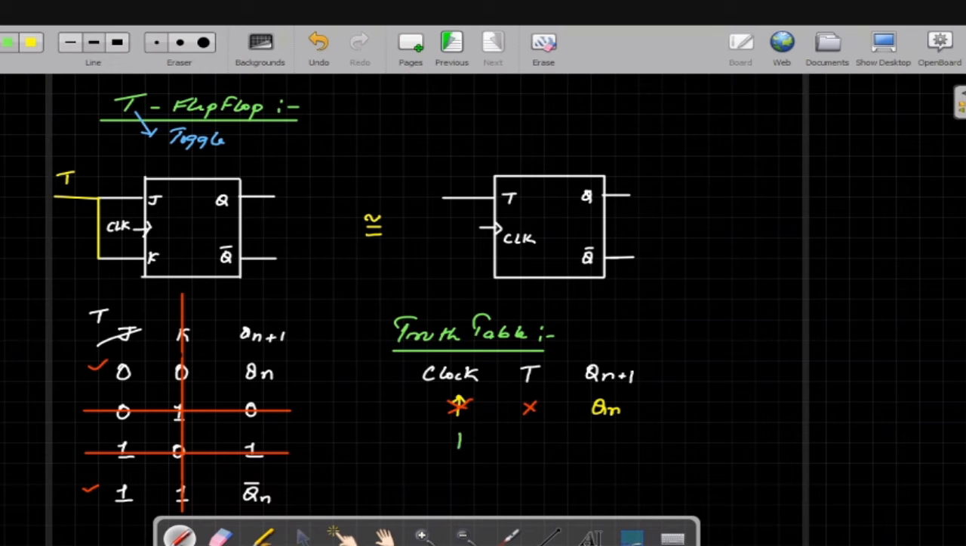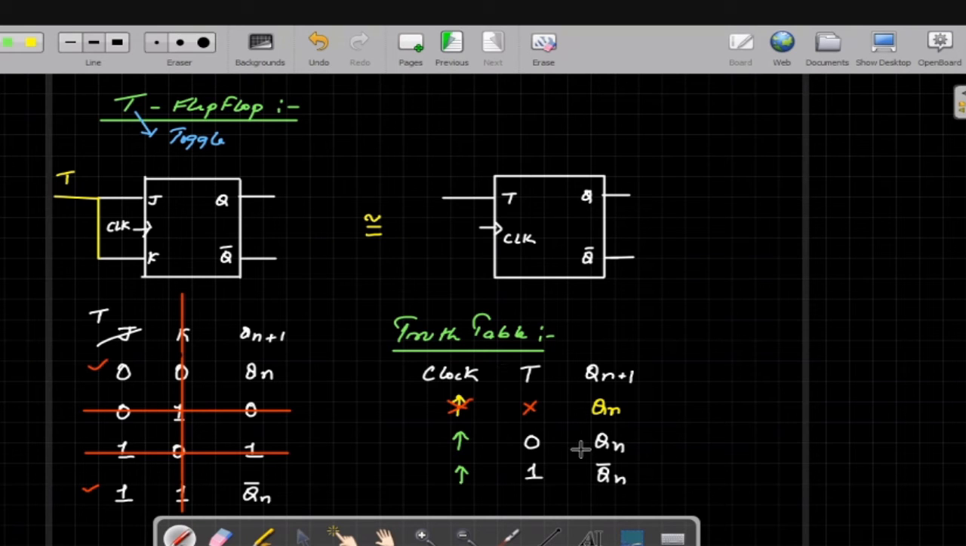But with the presence of clock, if you provide T is equal to 0, then what will be your output? Qn. Qn, very good. And with the presence of clock, if you provide T is equal to 1, then what will you get at the output? Qn bar. Qn bar. Very good, excellent.